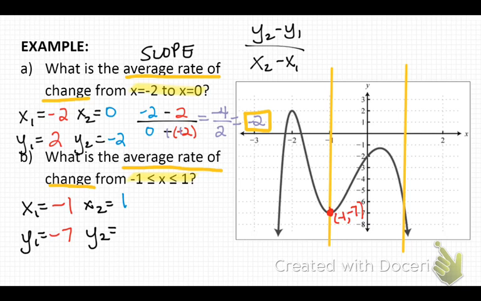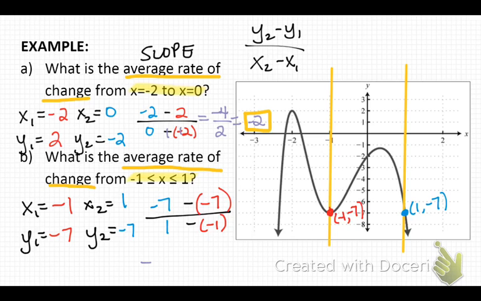x is positive 1. Whoops. What is the corresponding y value? Negative. It's negative 7 again. If you look on your paper, it'll be a little bit clearer to see. My line is a little bit crooked, that's why. So if I fill out my equation, I have y2, which is negative 7, minus y1, which is another negative 7, okay, over x2, which is 1, minus x1, which is negative 1.